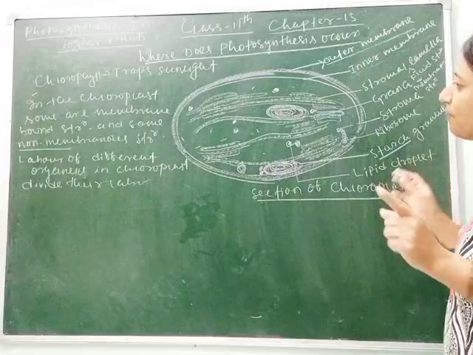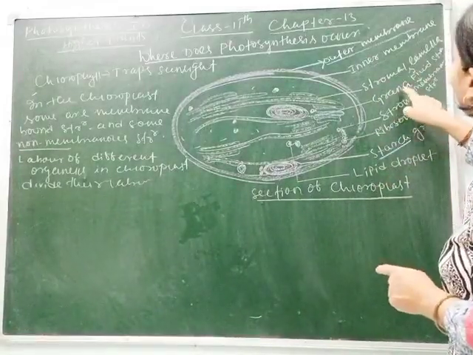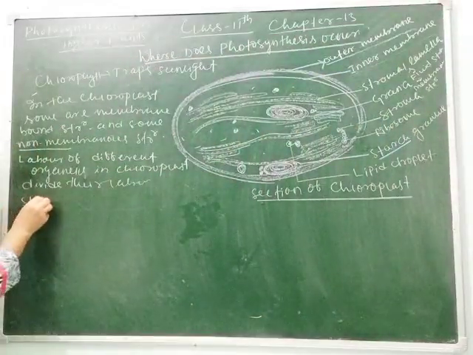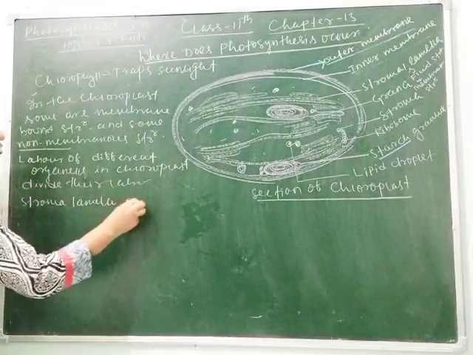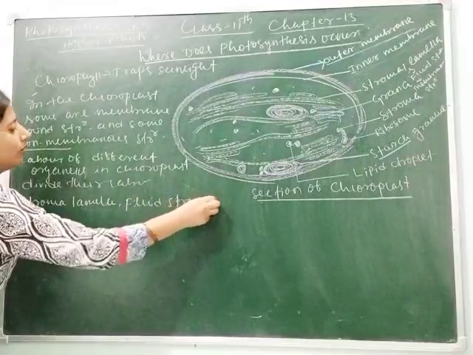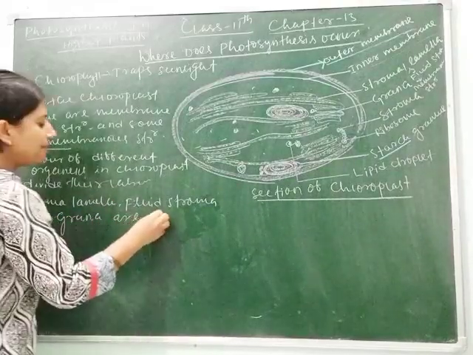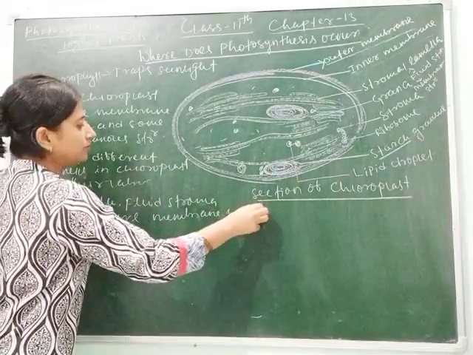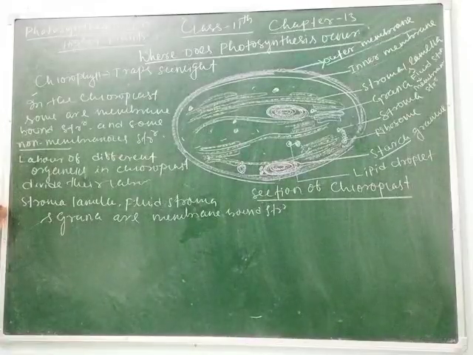So who are the membrane bound structures? You can see the stroma lamella, fluid stroma and grana. Stroma lamella, fluid stroma and grana are membrane bound structures. So what is the function of these membrane bound structures?